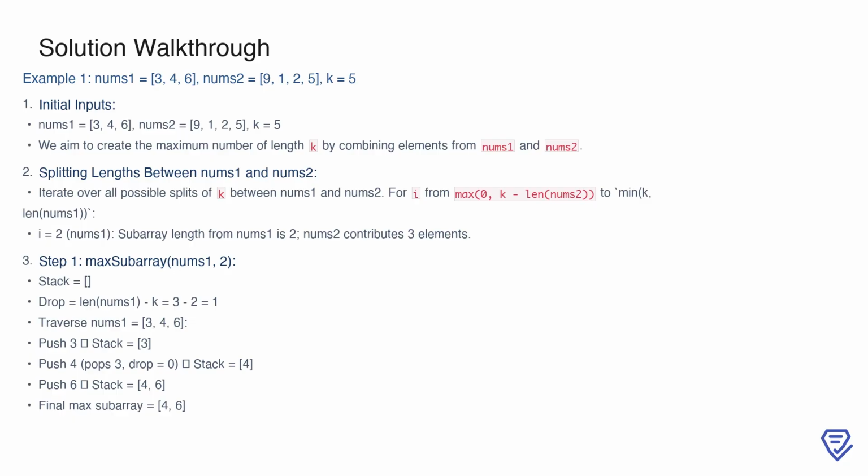To do this, we use a stack to construct the subarray while ensuring the result is both of the required length and lexicographically maximum. Traversing nums1, we first push 3 onto the stack. Then, we encounter 4, which replaces 3 since it's larger and we are allowed to drop 1 element. Finally, we push 6, resulting in the maximum subarray, 4, 6.